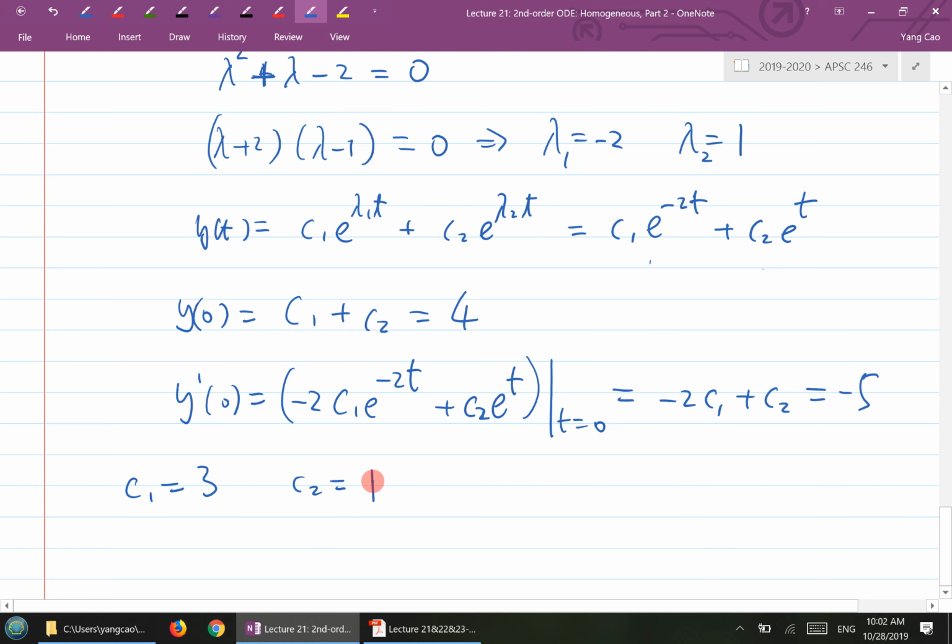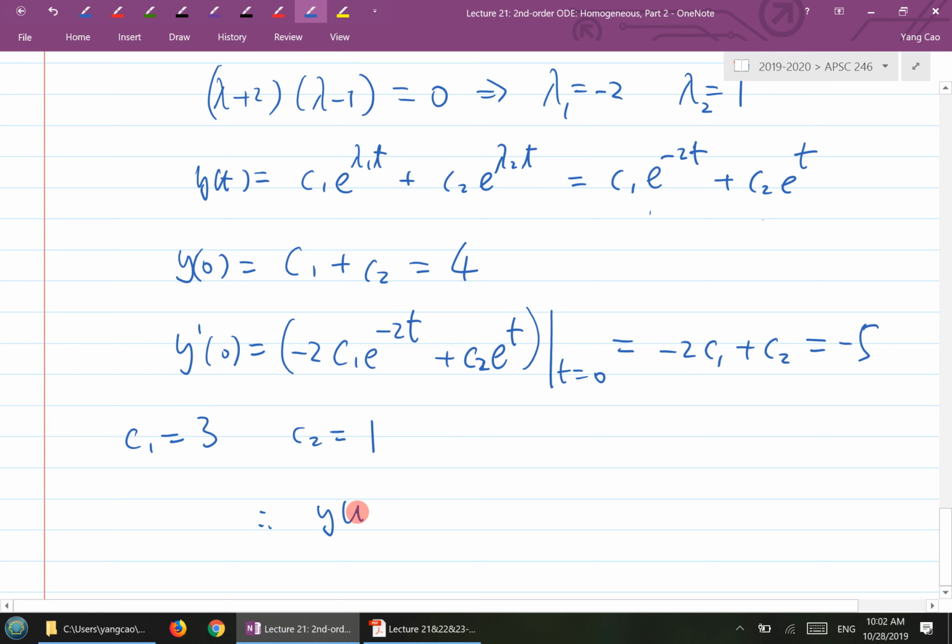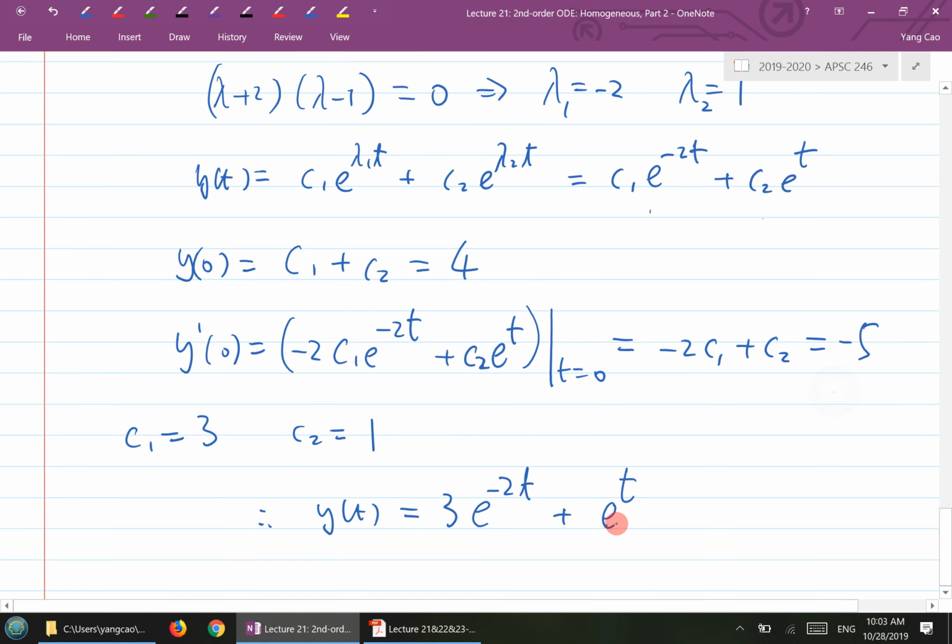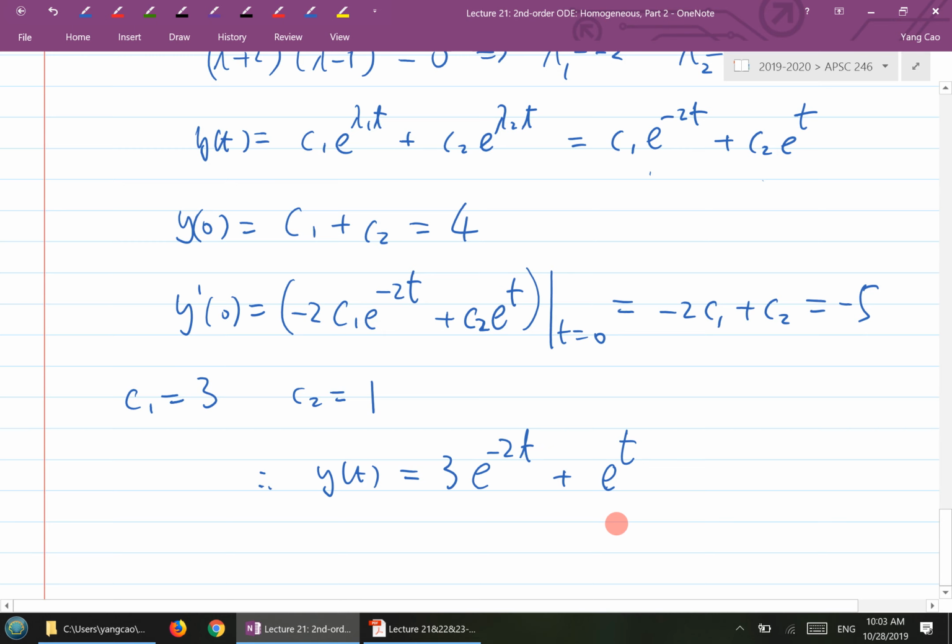So then your solution in this case, y of t, is equal to 3 e to the negative 2t plus e to the power of t. Okay, so that's how you solve. We still call this a particular solution. This is changing from general to particular, because it's based on a set of initial conditions. That's a very simple example when you have two distinct real roots.